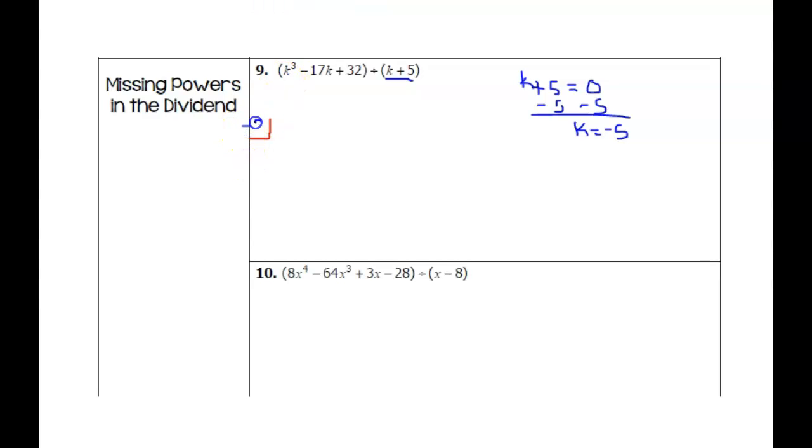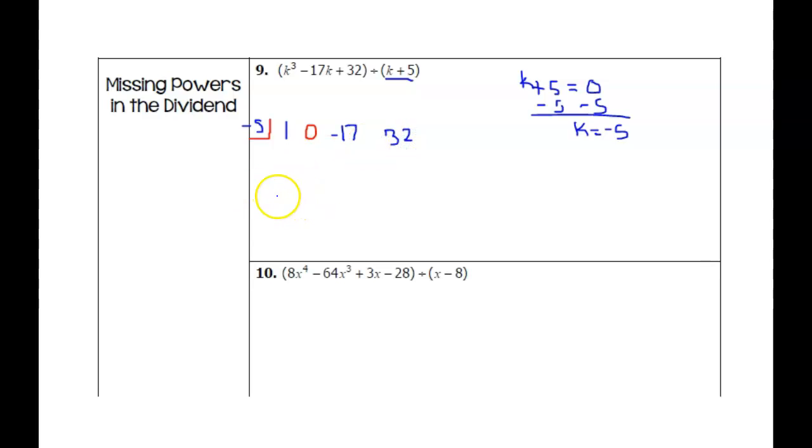And I need to do the next step, which is grab the coefficients of my polynomial. So I'm going to grab my coefficients. With the k cubed, there is a 1. But remember, k squared is missing. So I'm going to do a placeholder of a 0 for that missing coefficient. Now we got k to the first power. That's -17. And then the positive 32.